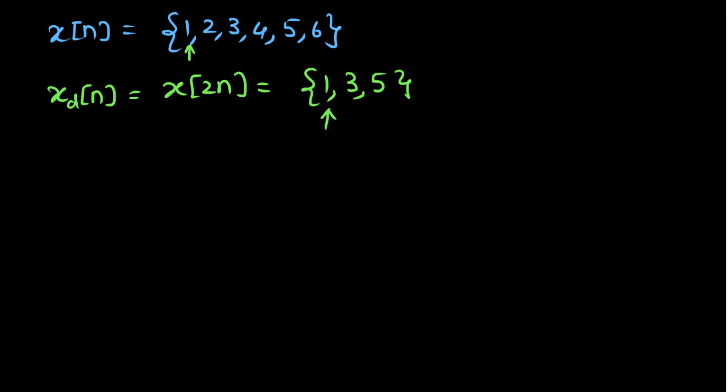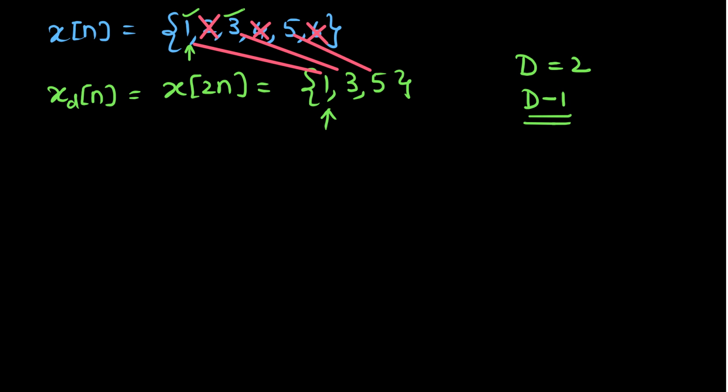Now if we observe here, what we can conclude is, we are retaining this 1, we are discarding this 2, we are retaining this 3, but we are discarding this 4, we are retaining this 5, and we are discarding this 6. So in this case where d equal to 2, we are discarding d minus 1 number of samples between these two. So d minus 1 number of samples are discarded, whereas the first sample, then the dth sample, then the d plus 1th sample is retained.